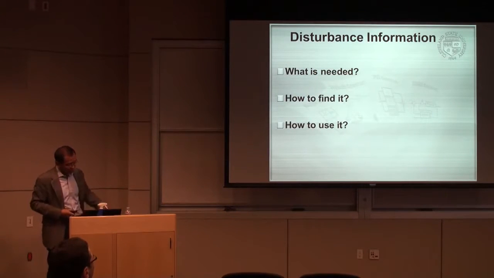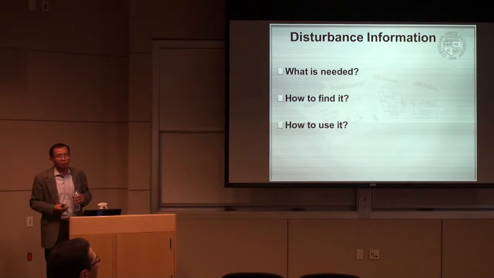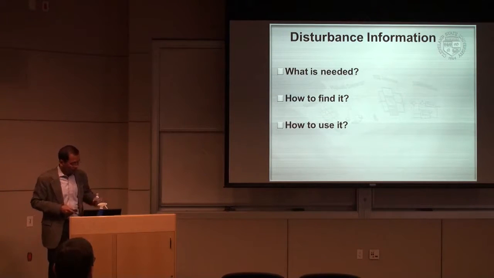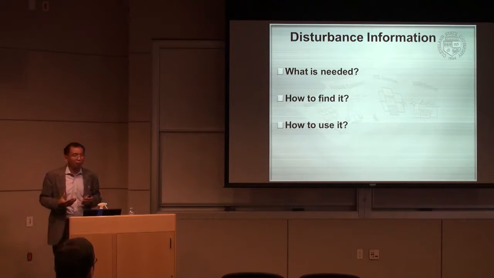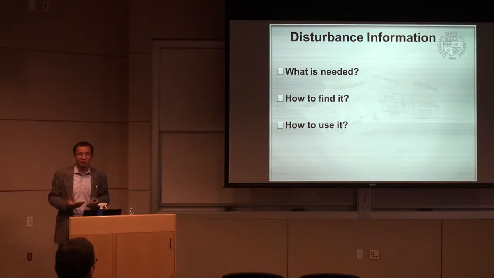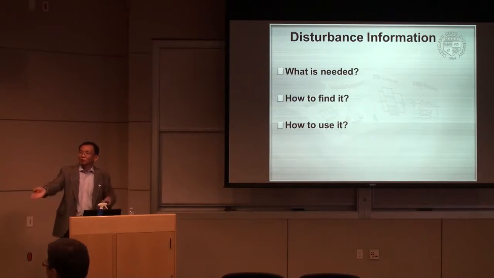So about the disturbance information, what kind of information do we need? How do we find it? After we find it, how do we use it? These are the basic questions of active disturbance rejection control.